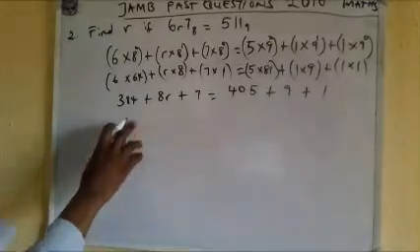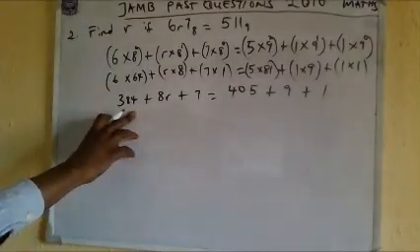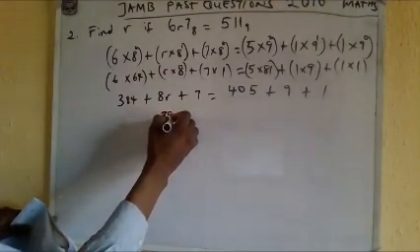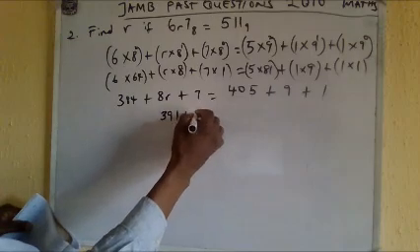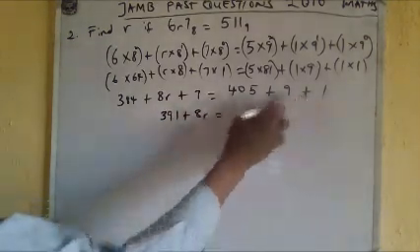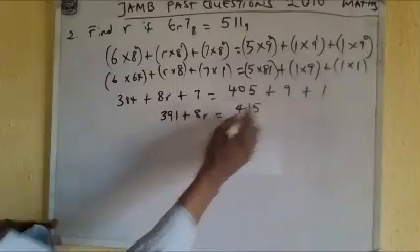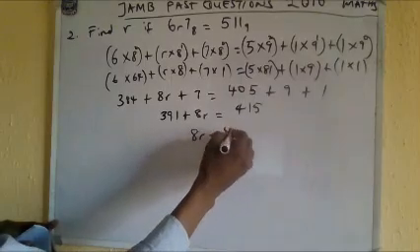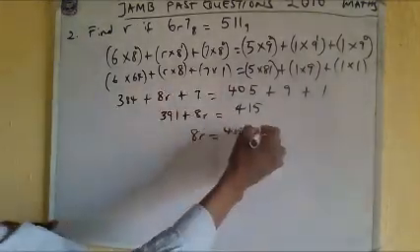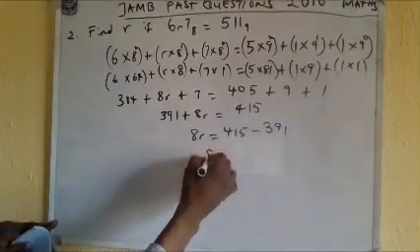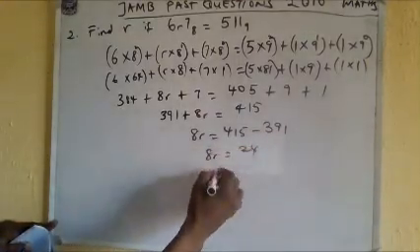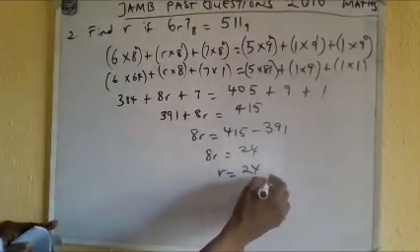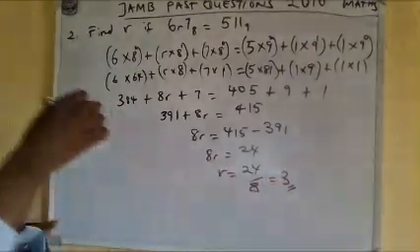At this point, I have 384 plus 7 is 391 plus 8R is equals to, this is 415. Do the maths. 8R is equals to 415 minus 391. 8R is equals to 24. R is equals to 24 over 8, which is equals to 3. So 3 is the answer for this.